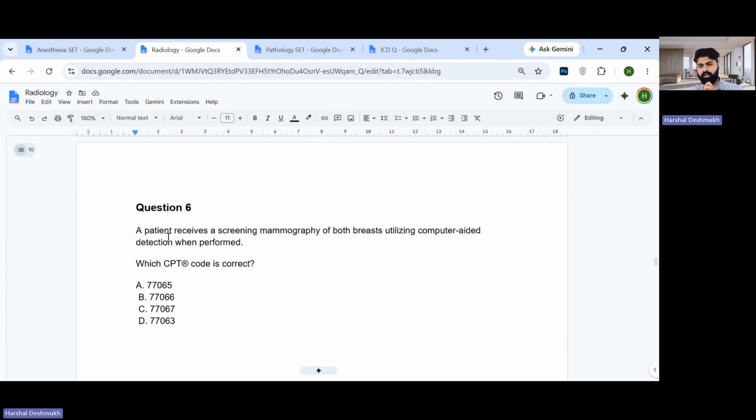Moving on to next question, a patient receives a screening mammography of both breasts utilizing computer-aided detection when performed. Which CPT code is correct?